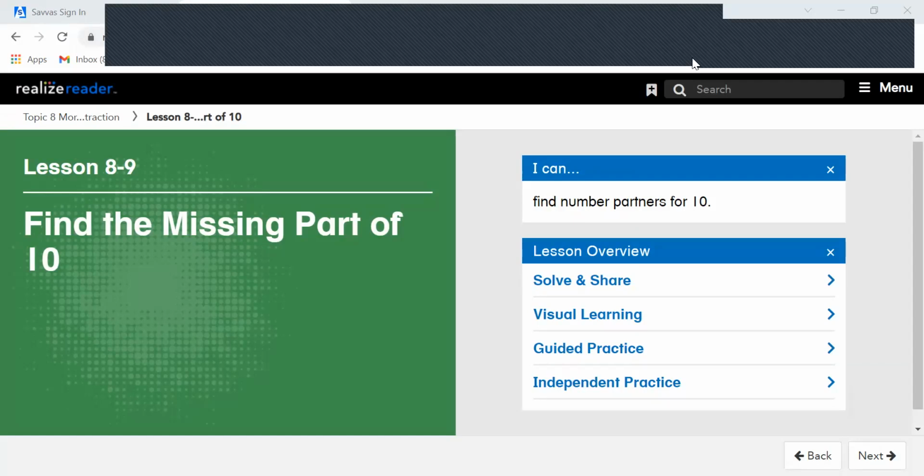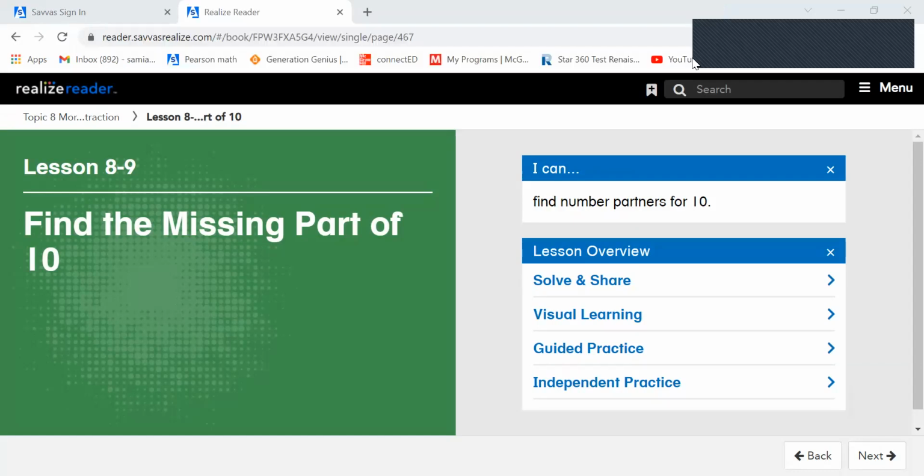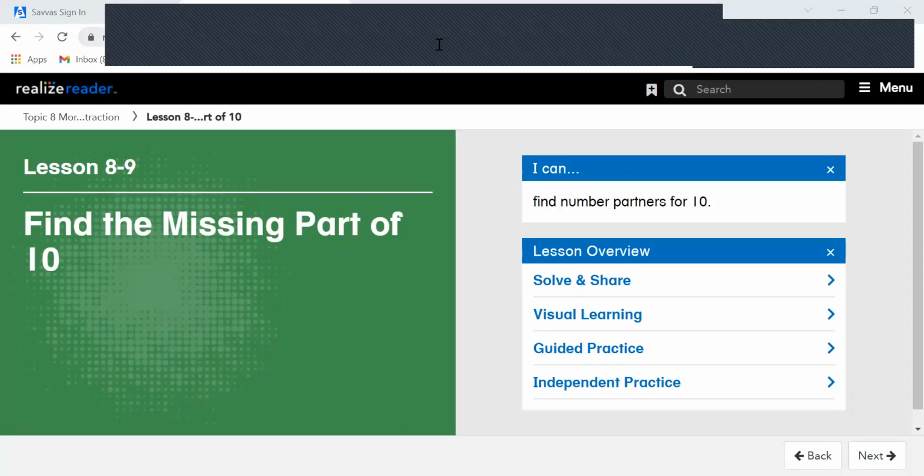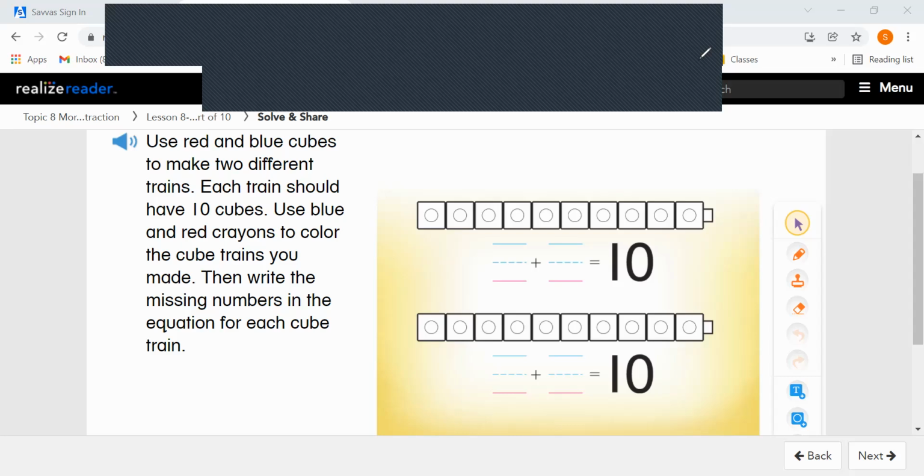We are on lesson 8-9. Find the missing part of 10. We will find number partners for 10. Let's begin. All right, let's read our first problem.